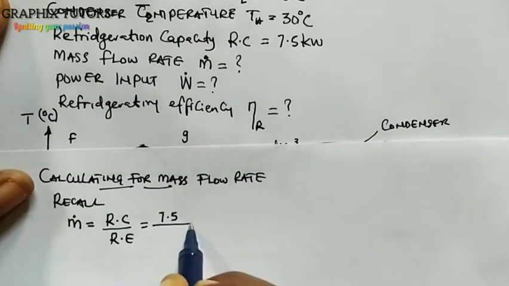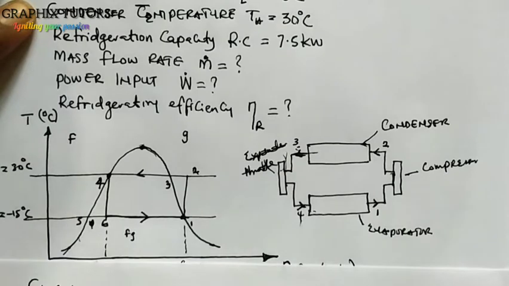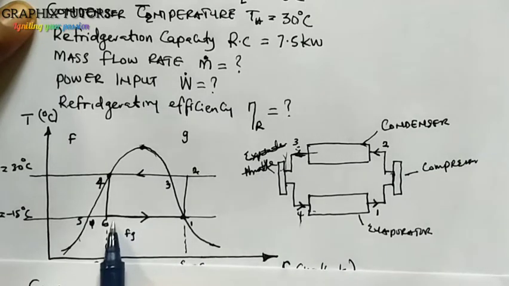7.5 all over refrigerating effect. Refrigerating effect is also called the cooling effect. And where can you see the cooling effect? Cooling effect is always at the evaporator, right? And the evaporator is between state 6 and state 1.